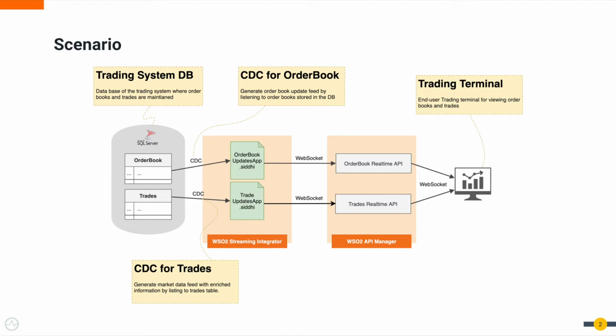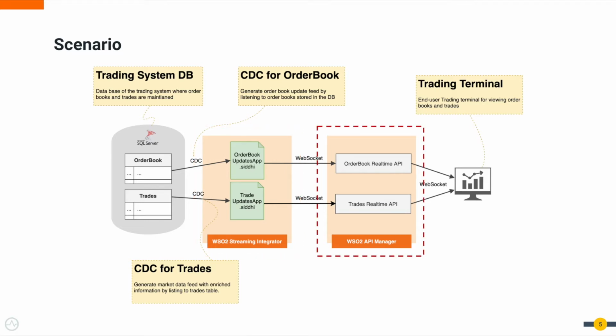In this scenario, we have four main components. Here we have a Microsoft SQL Server database that holds two tables, which are used to maintain order book and trade data. The WSO2 Streaming Integrator listens to data changes in the order book and the trades table. Once the change data is captured from the WSO2 Streaming Integrator, it generates an order book and market data feed and broadcasts it over these WebSocket endpoints.